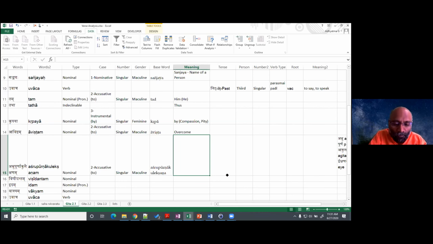So the meaning is: one who has eyes which are full of tears and agitated. It refers to a person. This requires a little bit of grammar knowledge, and in our Sanskrit class, we have not yet covered this particular type of compound word in detail.